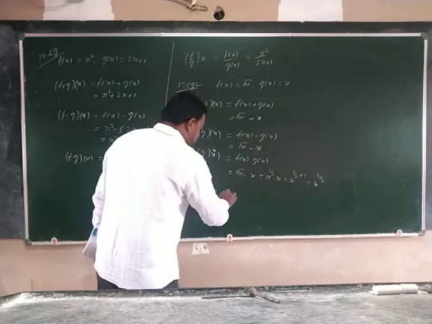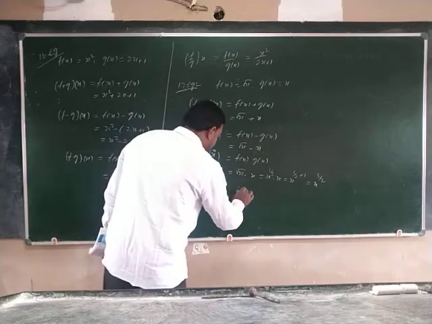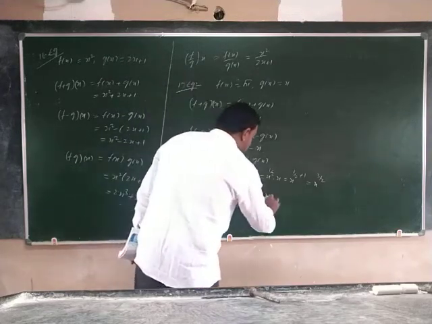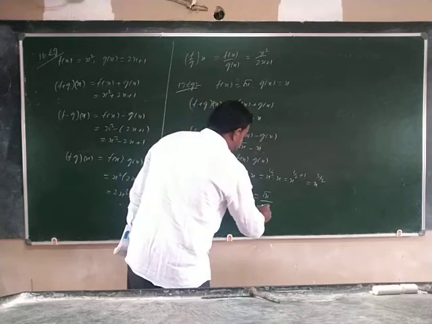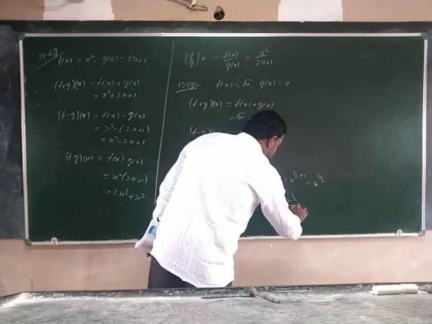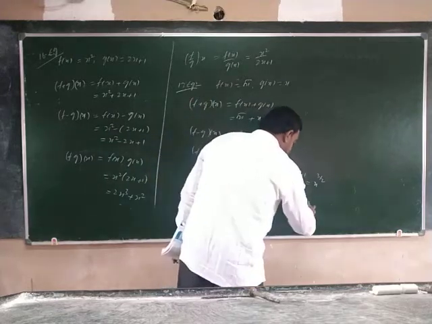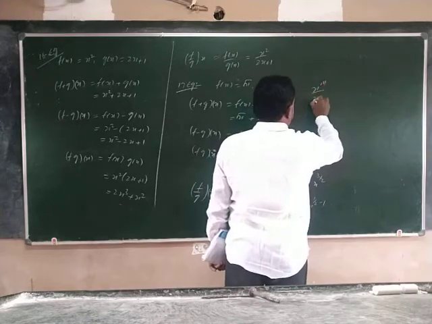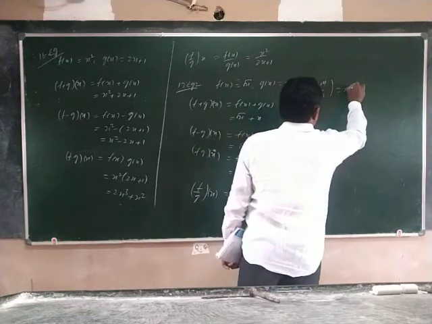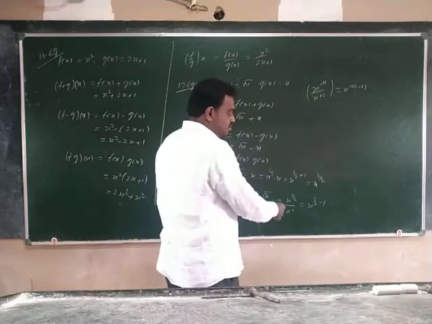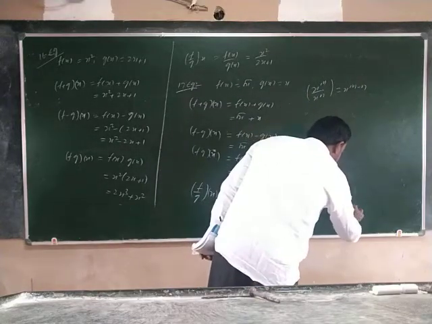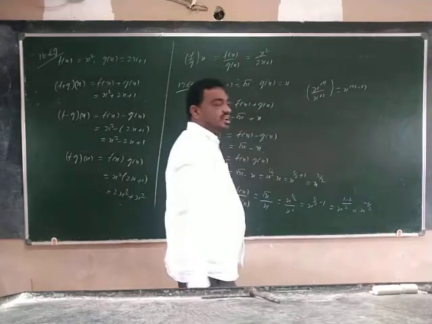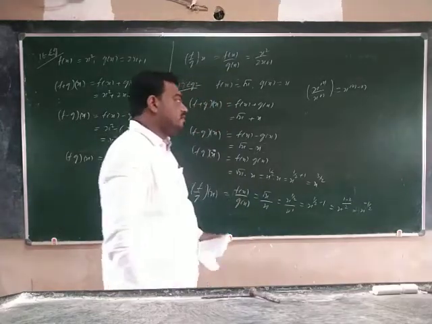Next, f by g of x. This is equal to f of x by g of x, which is root x by x. So this is x power of 1 by 2 by x, nothing but x power of 1. So this is x power of 1 by 2 minus 1. What is the formula? x power of m by x power of n is equal to x to the power of m minus n. So this is x power of 1 by 2 minus 1, that is 1 minus 2 by 2. This is x power of minus 1 by 2. This is the answer. Otherwise, 1 by root x is the answer.